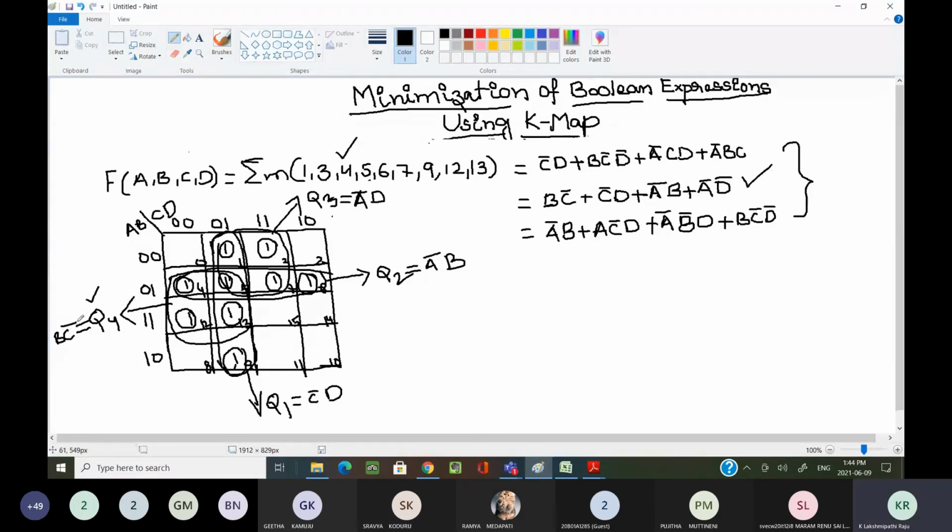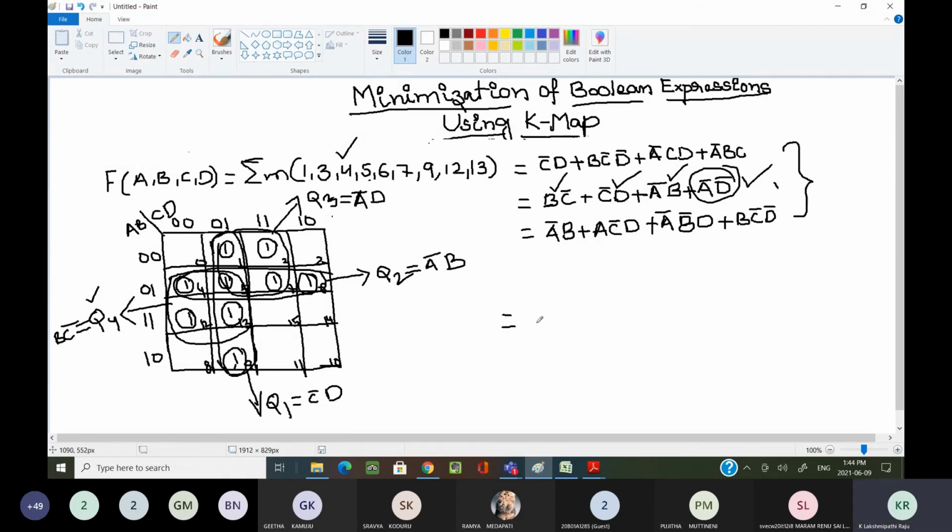I think the second solution is right or wrong? Some are wrong, I think. You can cross check whether we made a mistake or you made a mistake. I think our answer is right. A bar D. Among these 4 terms, A bar is common. Among these column wise, D is common. A bar D. The final solution is this one.